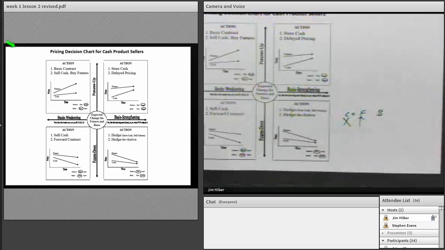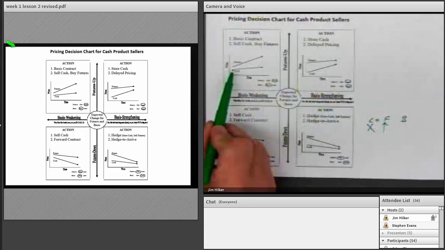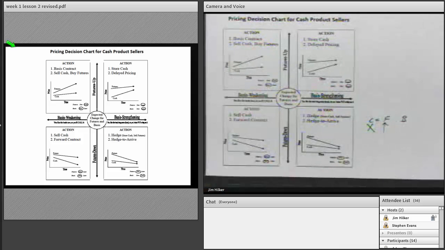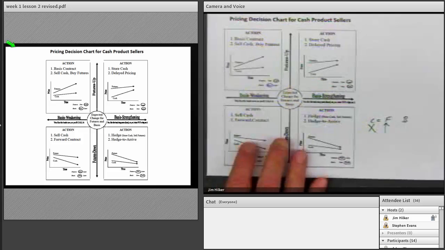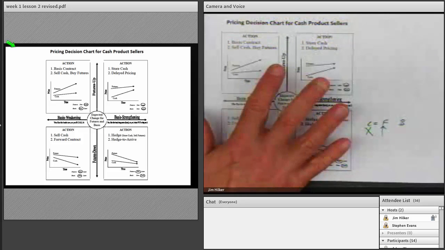We're going to calculate a hedge, lock in the futures, and calculate a basis contract. What happens when prices go up and prices go down? We're going to do sell cash, buy futures in each one of these, and then we're going to say how does that affect us if prices go up and prices go down?